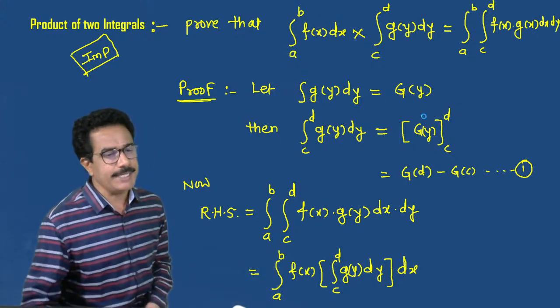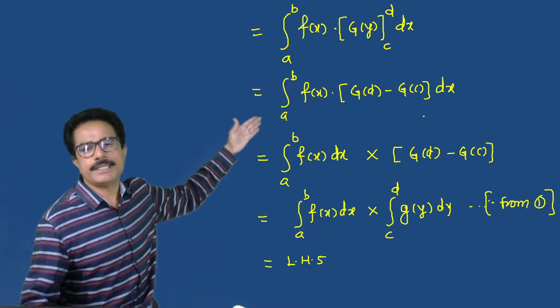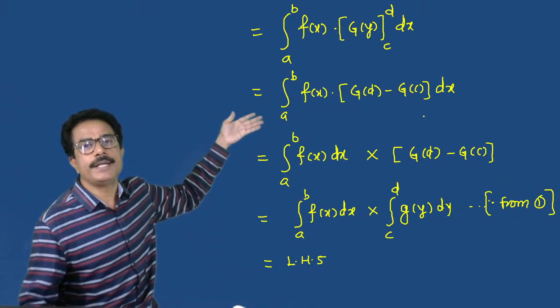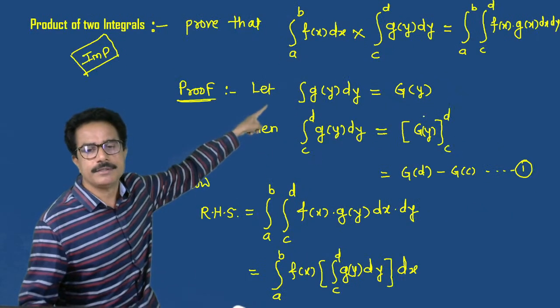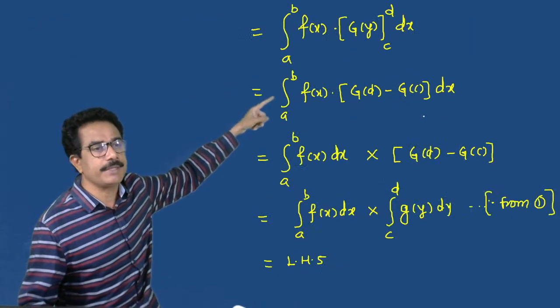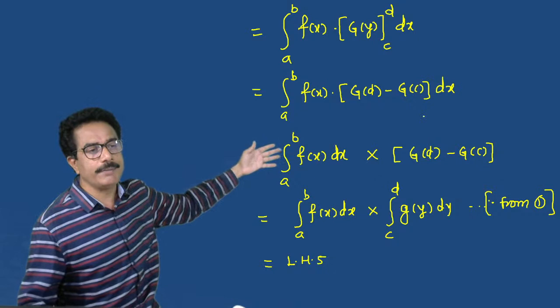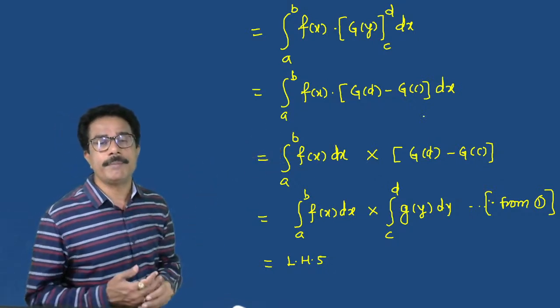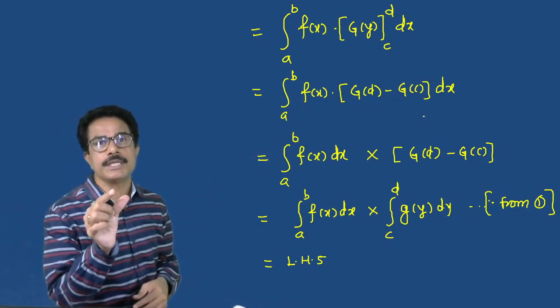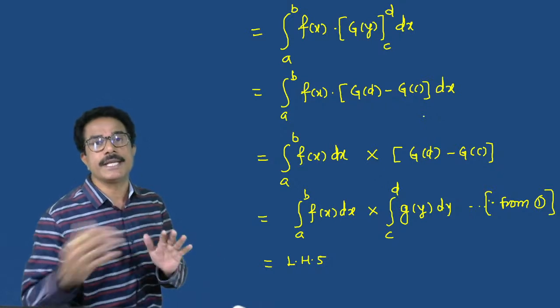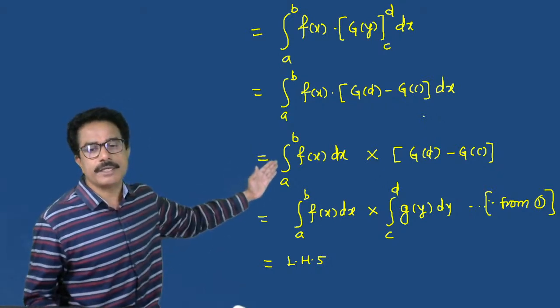So we can write, this can be written in this way, g of y dy, according to our supposition, small g of y integration is capital G of y. So put the upper limit and lower limit. After substitution of the upper limit and lower limit, that term will be constant. If the term is a constant, then we can take it out of the integration.